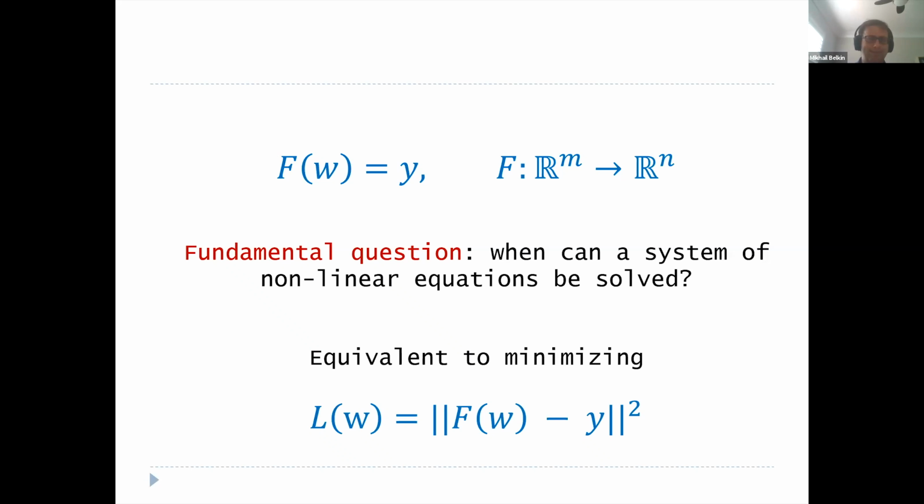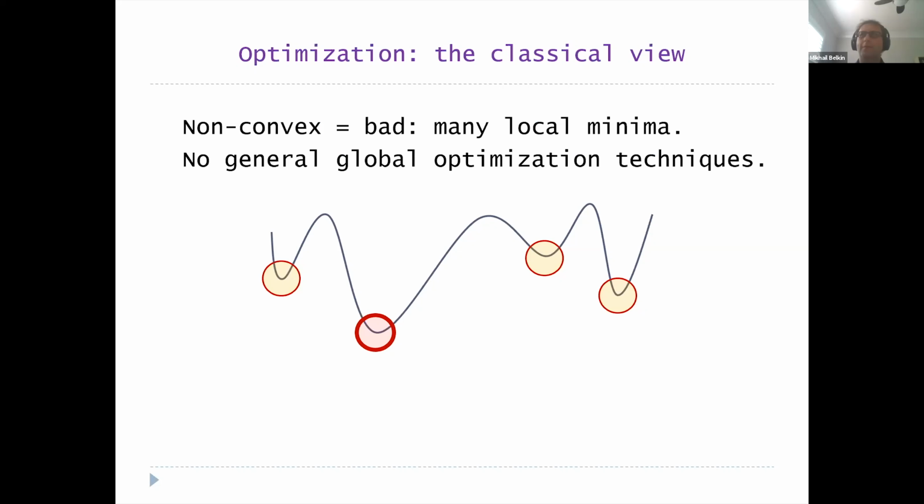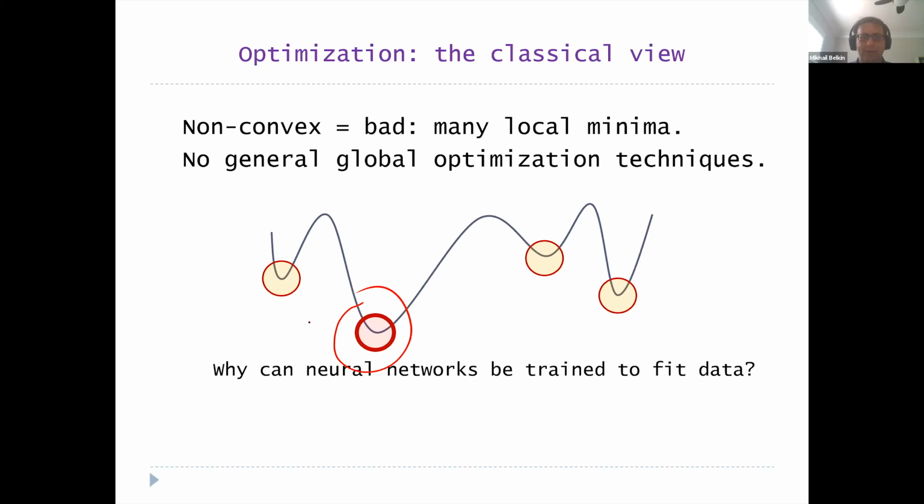Now, if we look at this from a classical point of view, we usually take the perspective that non-convexity is bad because there are many local minima, and there are no general global optimization techniques for non-convexity. There is no way that by any local method like gradient descent, you can tell this red global minimum from the yellow local minima. They look exactly the same. And then the question is, why can neural networks be trained to fit data at all if this is true? They may just converge to some arbitrarily bad local minimum.